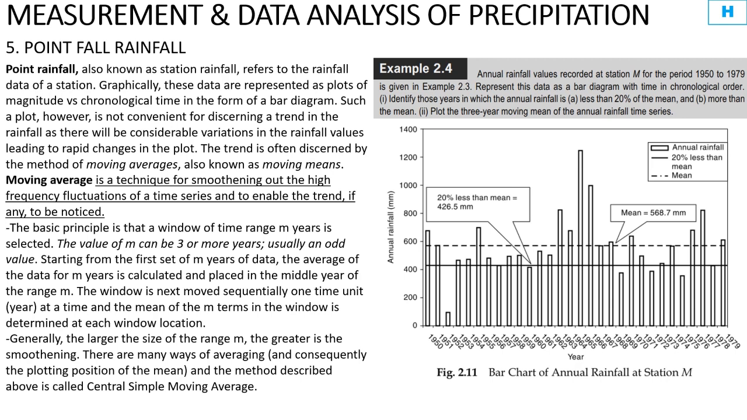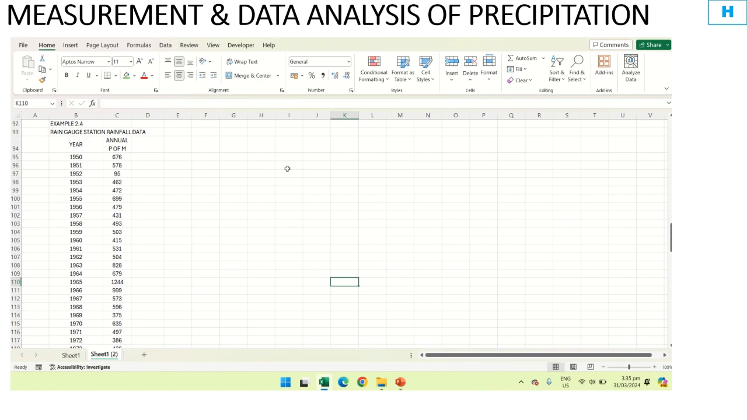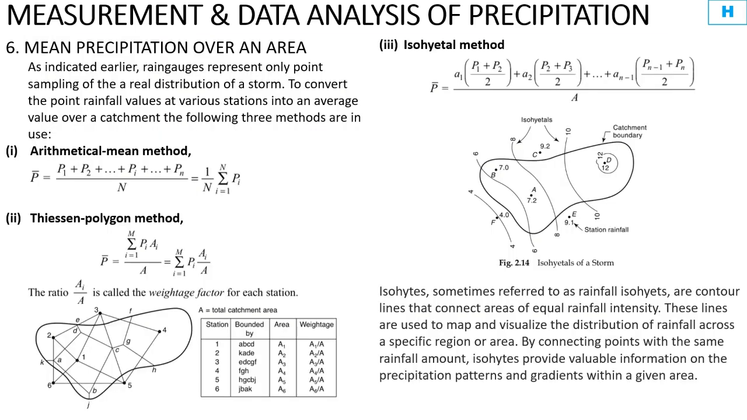So I've recorded a video again. This video shows paano gawin yung moving average technique. So please watch the video na lang to solve yung problem. So number 6, mean precipitation over an area. Now, we are done discussing about yung rainfall in one rain gauge station. Now, next move it to the next level wherein kukunin na natin yung total precipitation over an area.